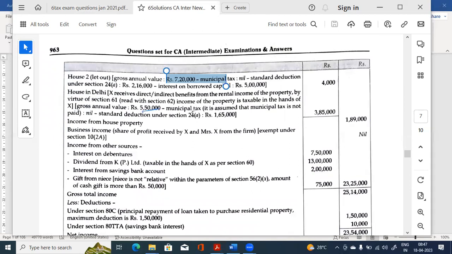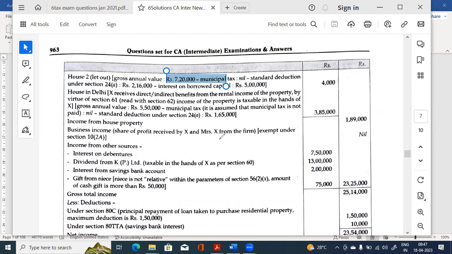5,50,000, municipal tax, nothing is mentioned. Standard deduction will be available. The balance 3,85,000 will be taxed. The total house property income: here there is minus 2 lakhs from the previous page, relating to self-occupation, and minus 2 lakhs, 4,000, plus this, is 1,89,000.